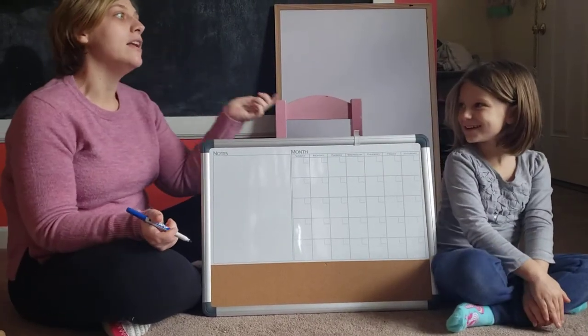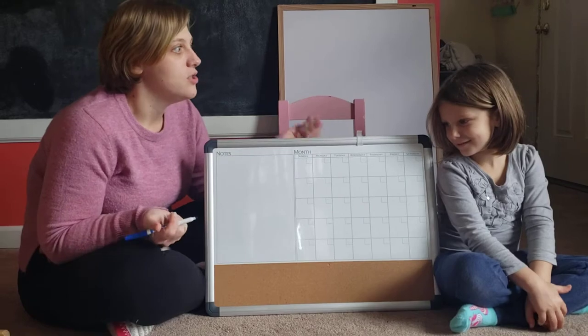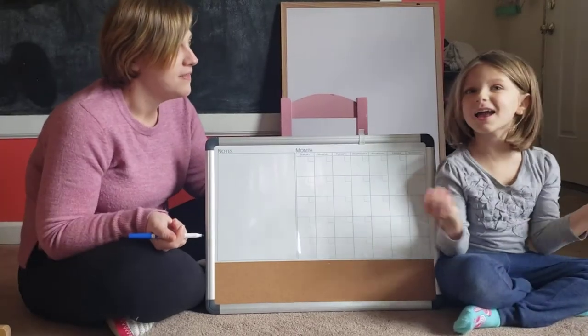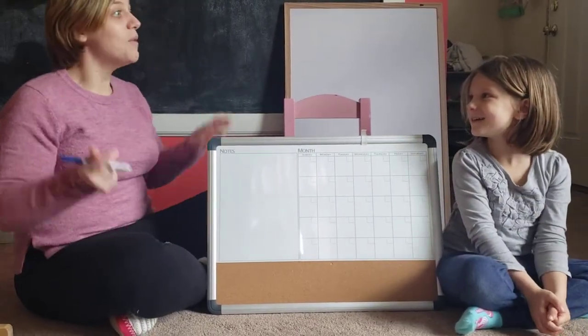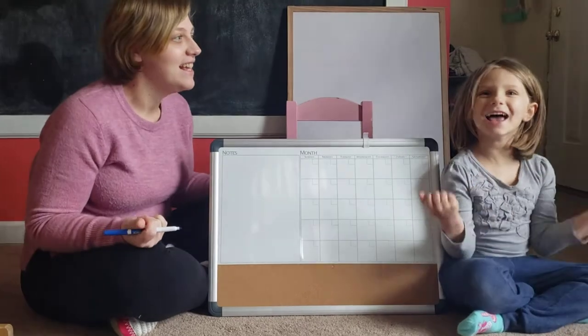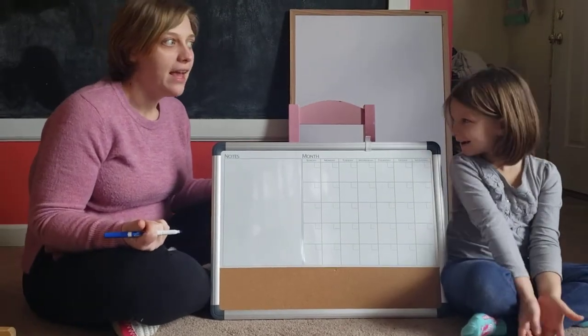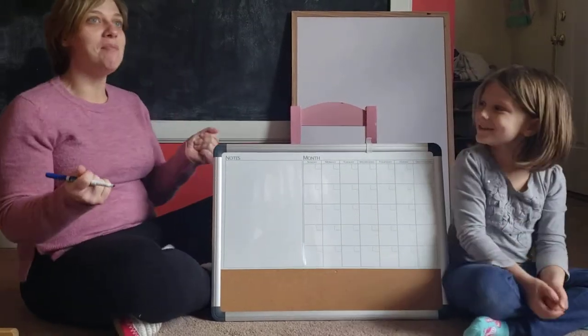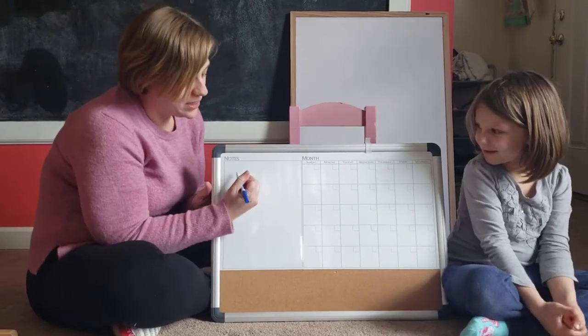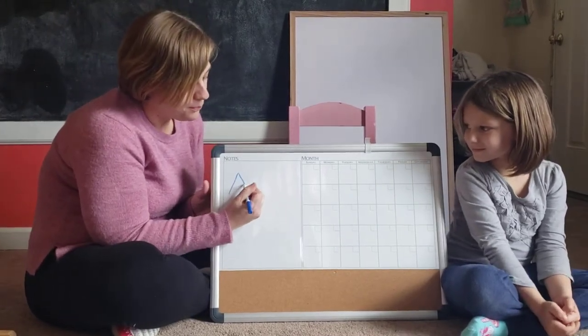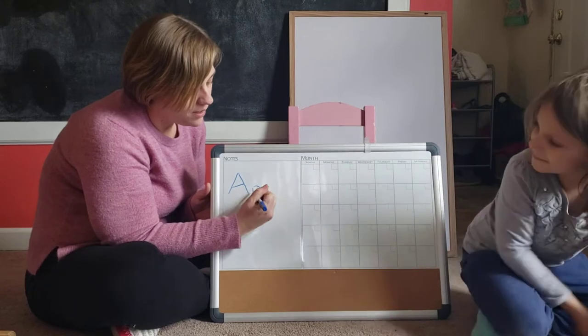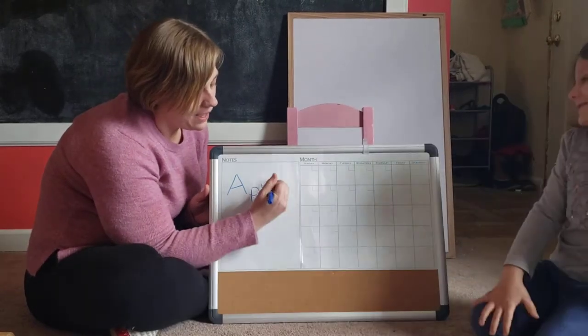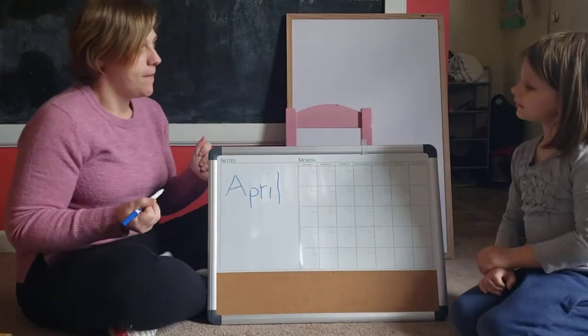Okay, I found something out this morning. Did you find something out this morning? Yeah, today is a new month. What month is it? Today is April. April is spelled A-P-R-I-L. April.